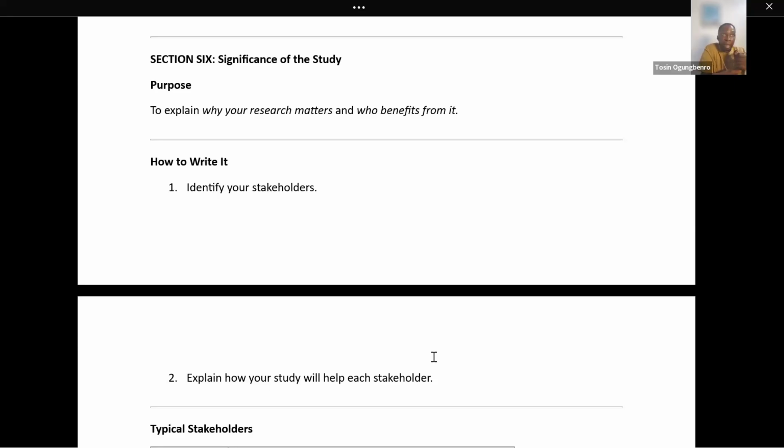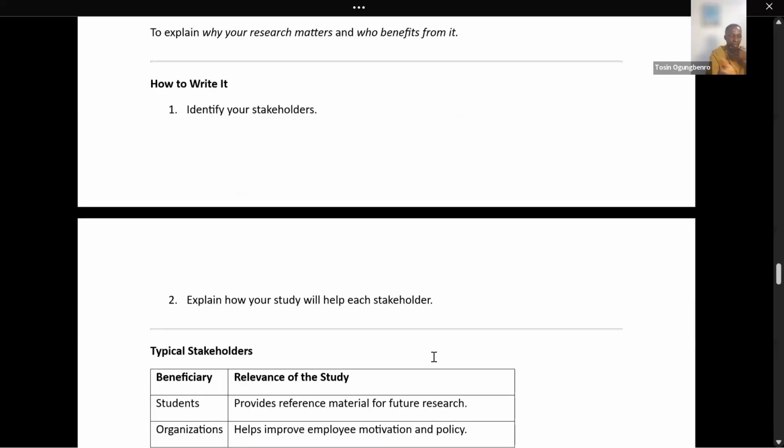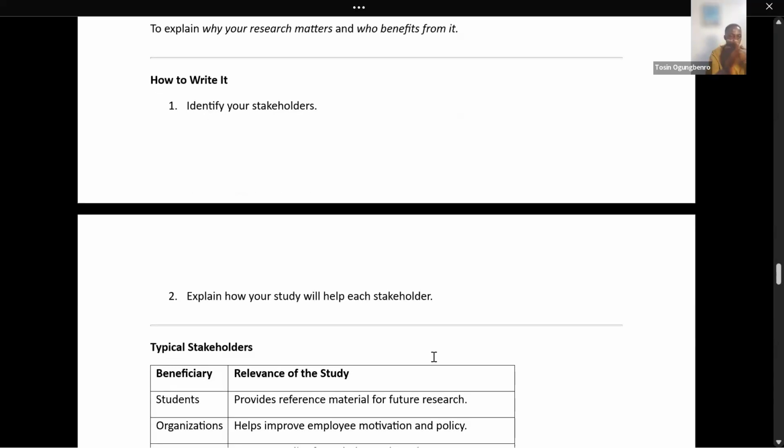So maybe you are researching the effect of social media on academic performance. Your stakeholders might be parents, maybe teachers, it might be students themselves and all that. So you identify your stakeholders, and you explain how your study will help each stakeholder. For instance, it might be students, organizations, government, researchers, society. For students, it provides reference material for the future. Stuff like that.